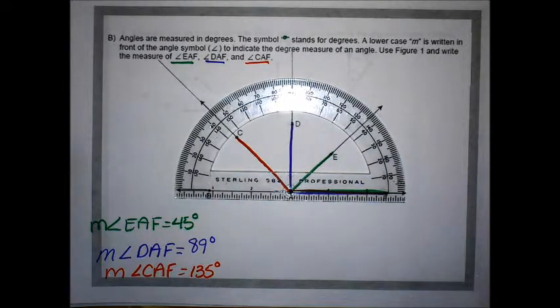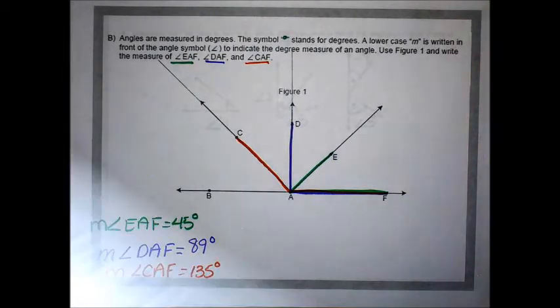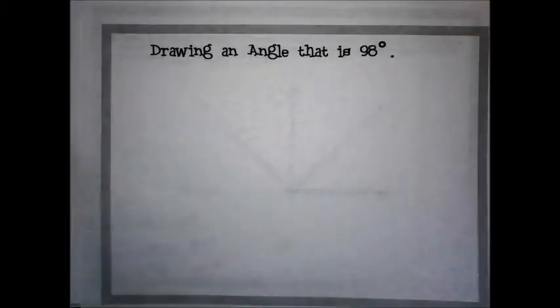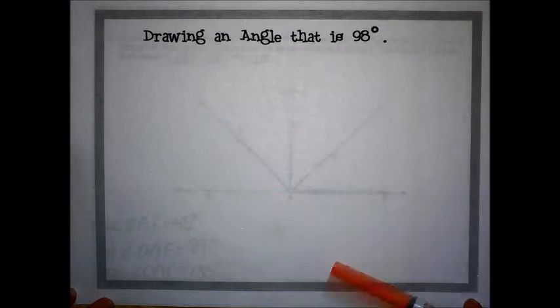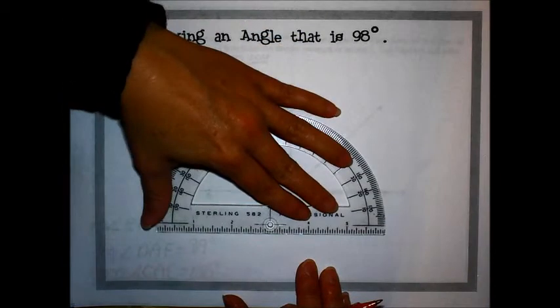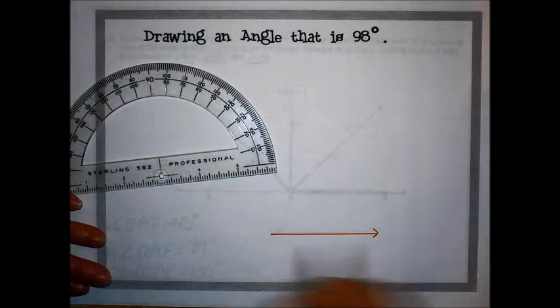Now that we've reviewed measuring, now we're going to draw angles when we're given a measurement. So back in your journal, it wants me to draw an angle that measures 98 degrees. So the first thing we're going to have to do is draw a ray. So skip about 4 or 5 lines on your notebook paper, and I'm going to draw a ray.